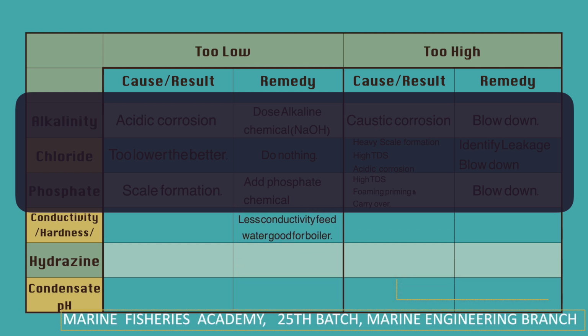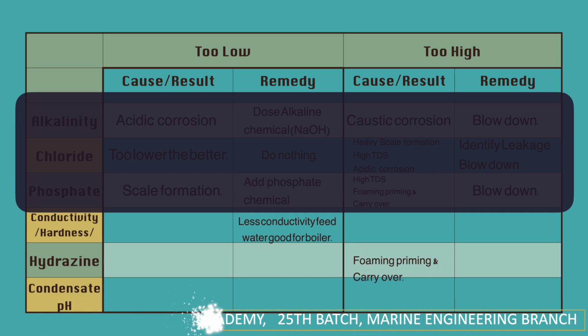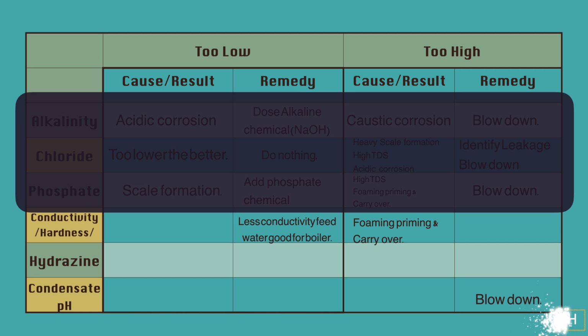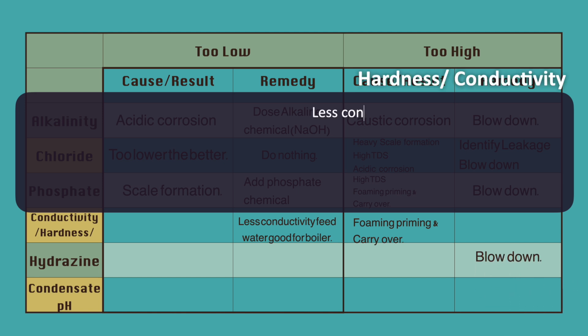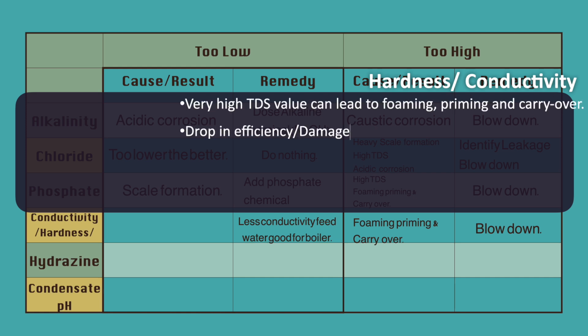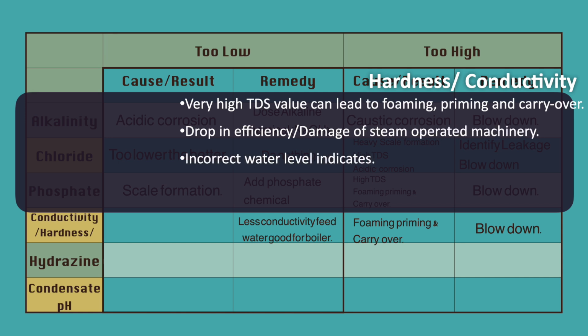Conductivity or hardness, if too high or too low. Measured in microsiemens per cm, the reading determines the hardness of the water, which is the total dissolved solids, TDS value. Low conductivity feed water is good for the boiler. A high TDS value can lead to foaming, priming and carryover, drop in efficiency, and damage of steam operated machinery. Incorrect water level indicates.